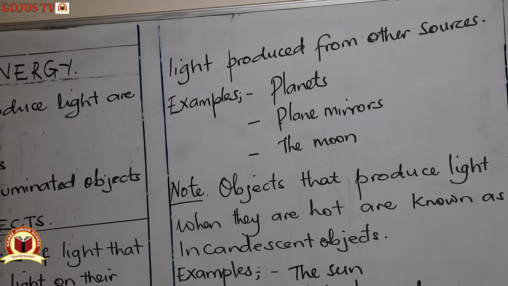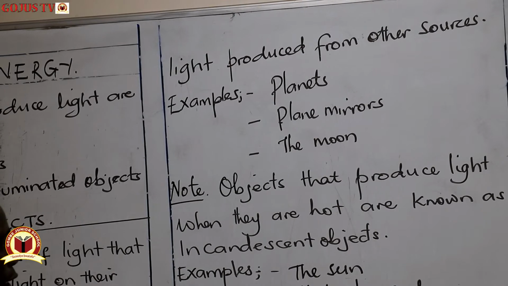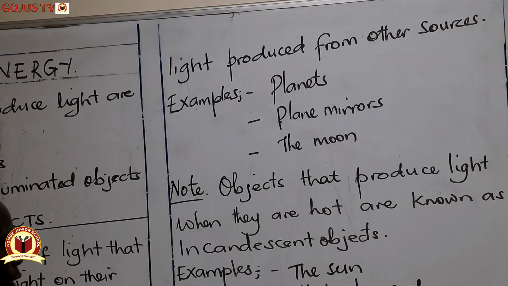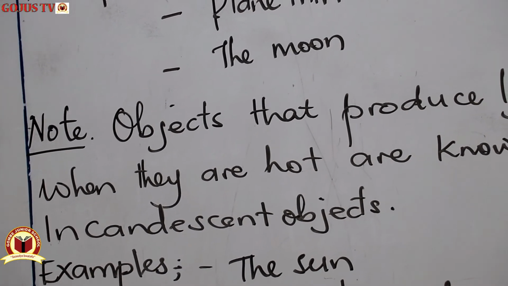There is a point to note here: objects that produce light when they are hot are known as incandescent objects. Candidates, these objects are able to produce light, but in actual sense, only when they are very hot. And we have the examples.